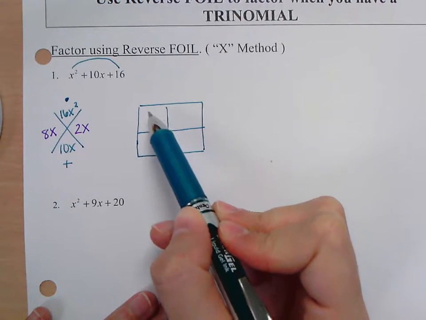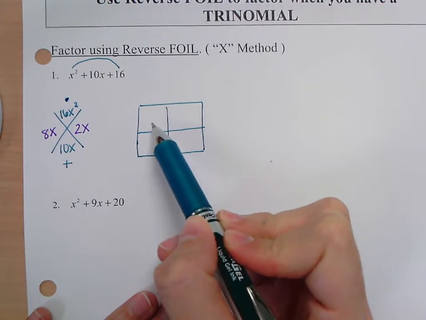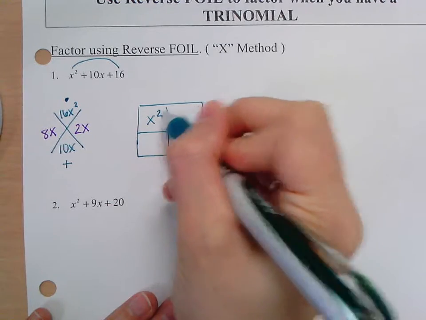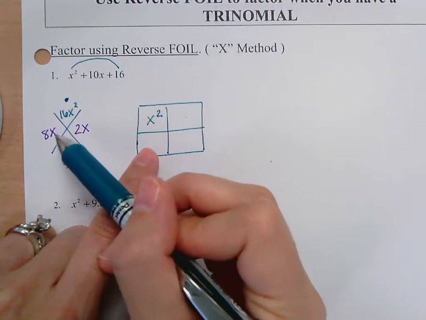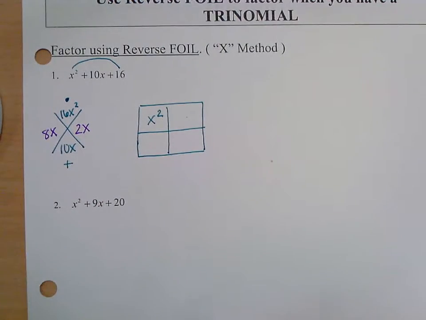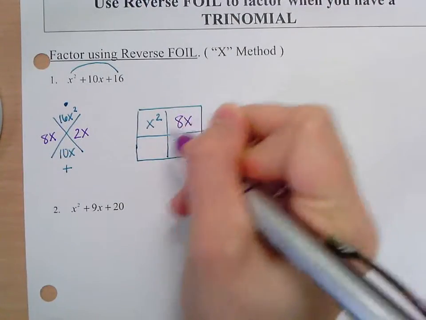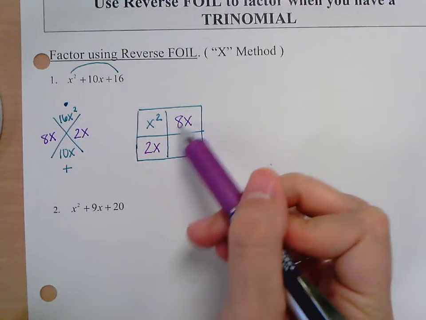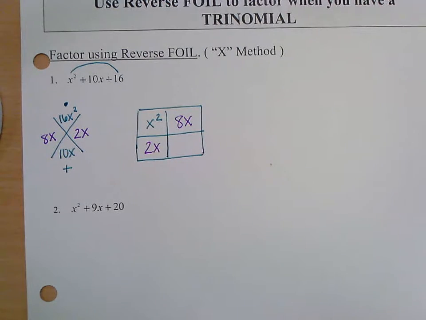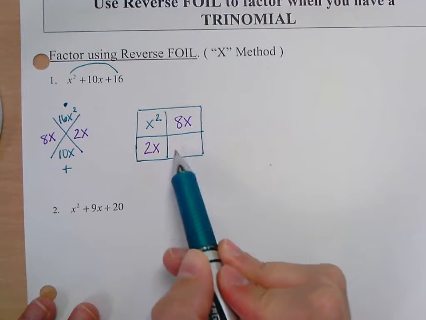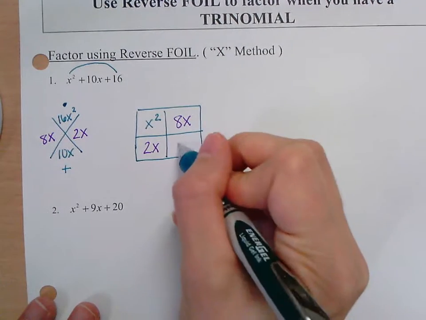So what term goes in the top left here? x squared. And then on the diagonal again is where the 8x and 2x go. And again, when you're doing these on your own, if you have them switched, you're still going to get the same answer. And then what term goes in the bottom right? The 16.